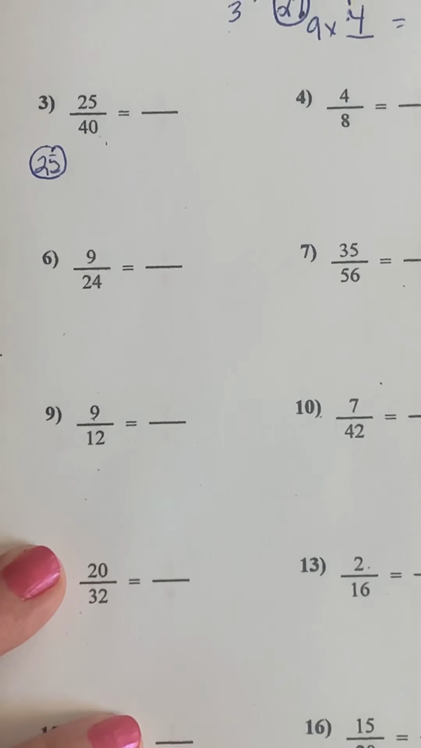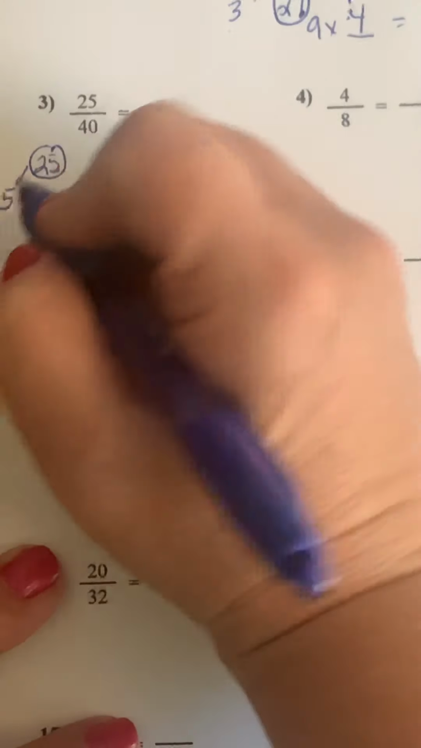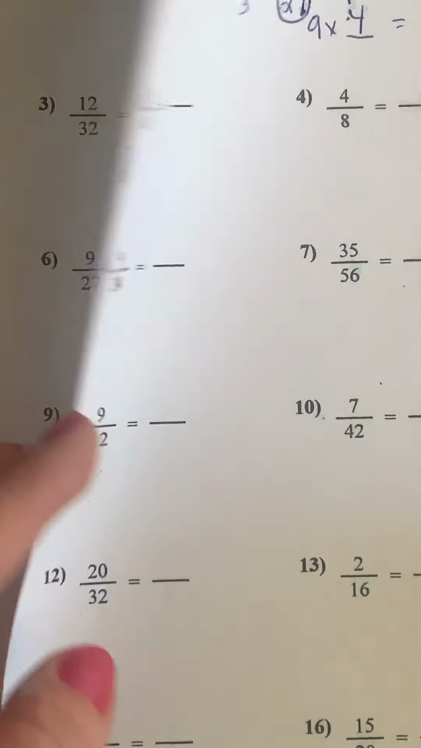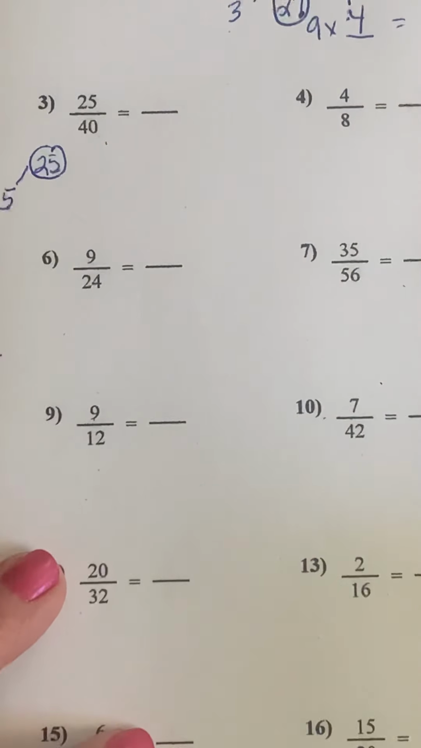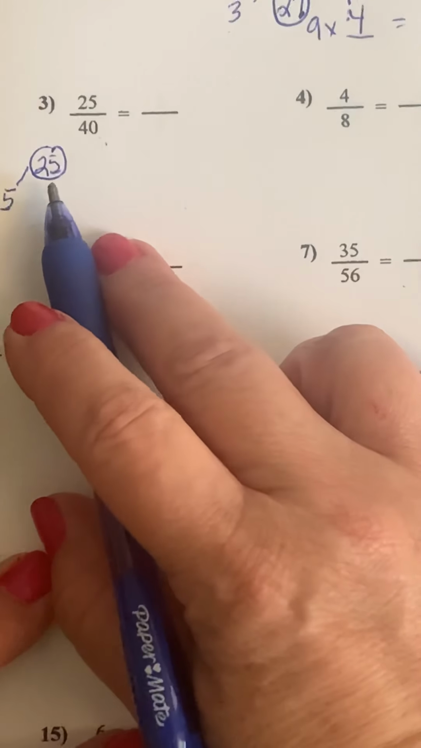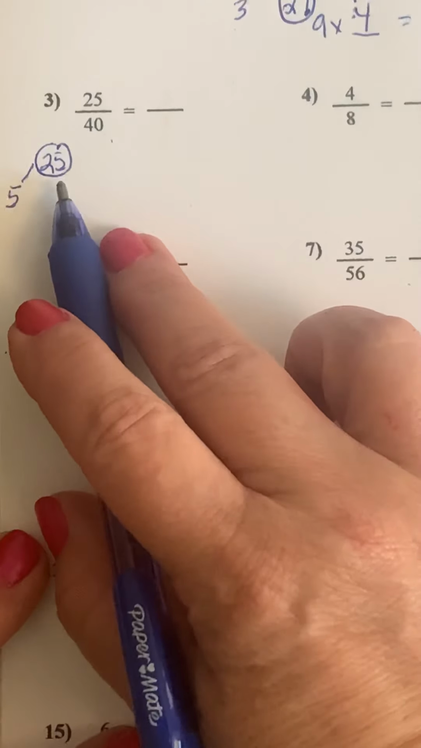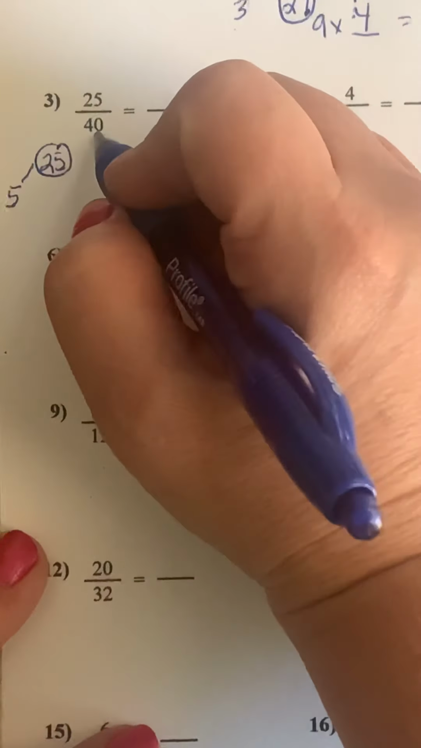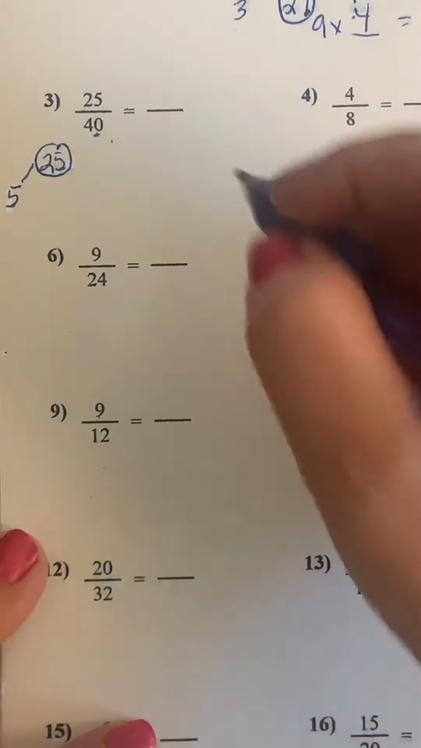2 won't go into 25, will it? No, because it's odd. 3 doesn't go into 25. 4 doesn't go into 25. But 5 goes into 25 how many times? 5 times. That is so correct. Now, will 6 go into 25? No. What else goes into 25? I can't think of anything but 5. Now, will 5 go into 40? That's an easy one. Why is that easy? Because it ends in a 0. 5 will go into any number that ends in a 0 or a 5.